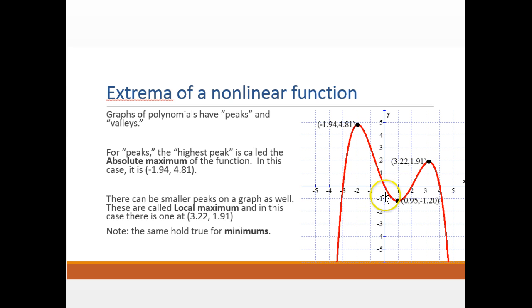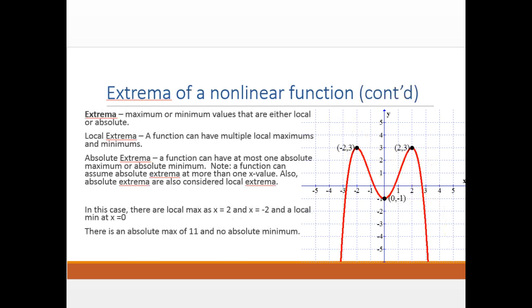Some of you may say, well, it's the lowest valley. Yes, it's the lowest valley, but notice how this graph goes down on each side. It's not the lowest point on the graph, so we cannot call it an absolute minimum. Now these maximum and minimum are all part of what's called extrema. Extrema are either local or absolute.